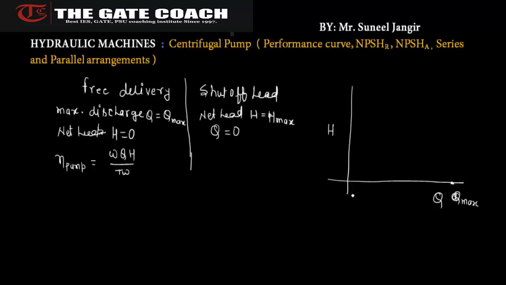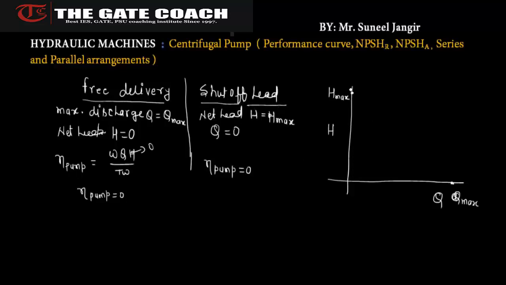So in this case the discharge is 0, so we are on this line, and net head is maximum, so we are marking this point. This is H max here. In this case also, the efficiency of the pump is 0. As the discharge is 0, the pump is not doing any useful work, so the efficiency of the pump is going to be 0. So there are two terms we are defining here, that is free delivery and shut off head.